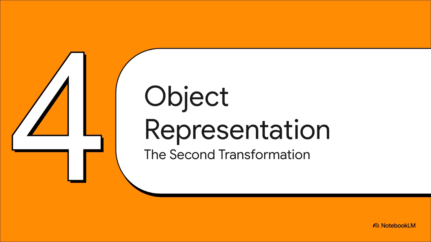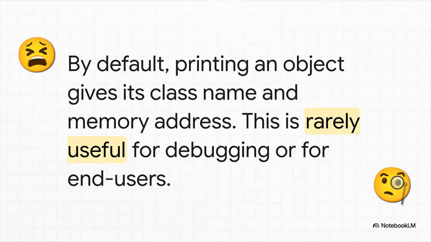Okay, next up, let's go back and fix that ugly, totally unhelpful print output. We want our objects to be able to tell us what they are in a clear, human-readable way. We've all seen this, right? You make a simple book class, you print an instance of it, and you get this thing, the class name and its memory address, which is useful for, well, almost nothing if you're a person trying to figure out what's going on in your code.